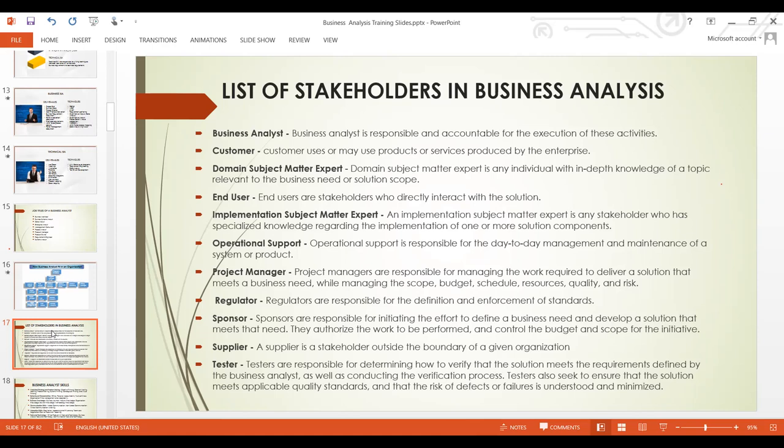Then we have suppliers. A supplier is a stakeholder outside the boundary of a given organization.